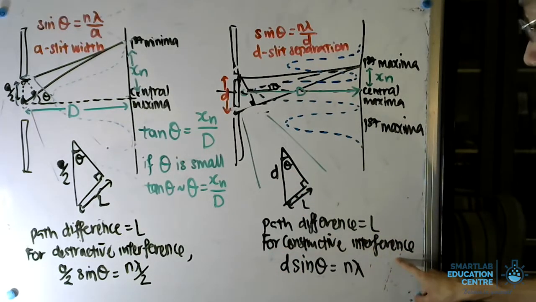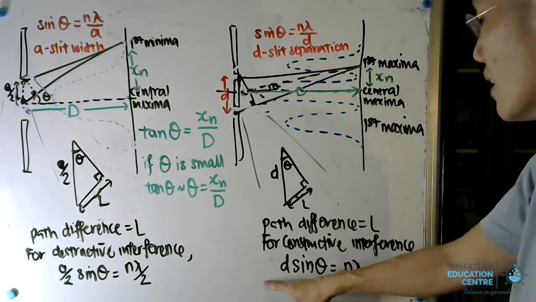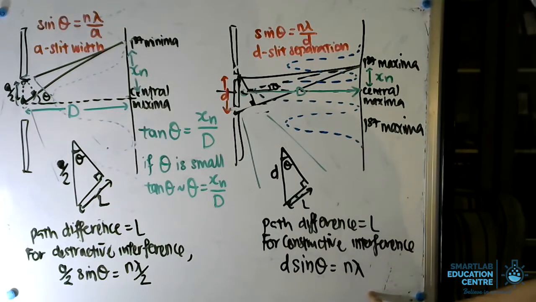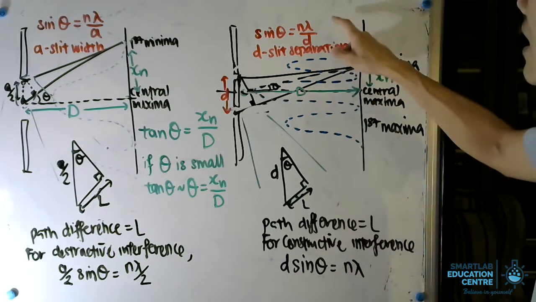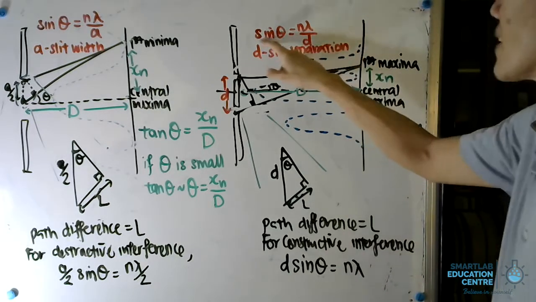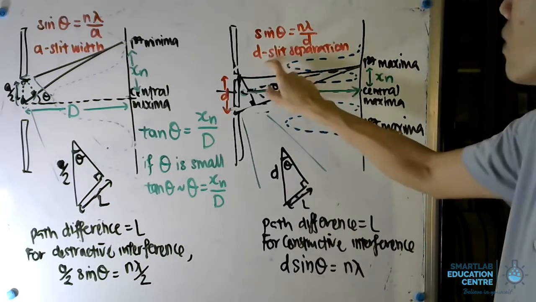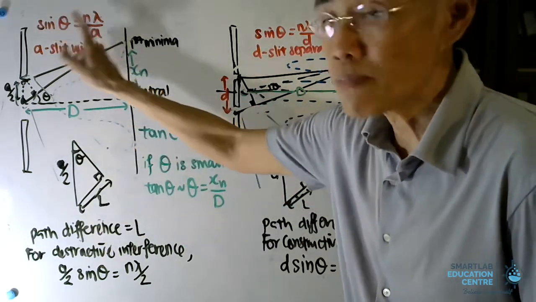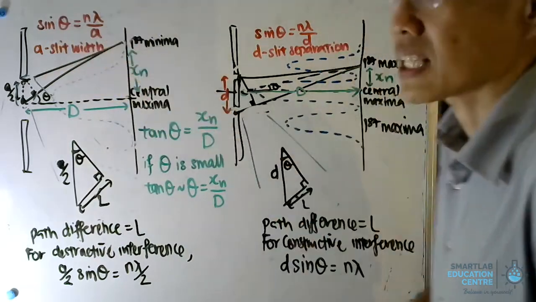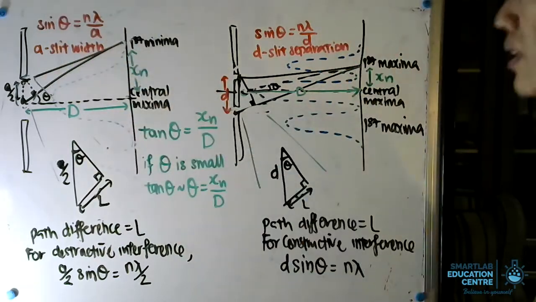For constructive interference, because they are all maxima, the path difference d sine theta must be equal to multiples of the wavelength, n lambda. That's the reason why for double slits, the formula is sine theta equal to n lambda over d, where d is the slit separation. For the case of a single slit, the minima occurs when sine theta equal to n lambda over a, and a is the slit width.